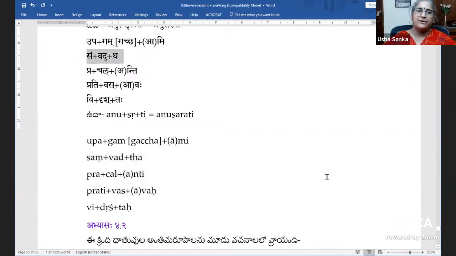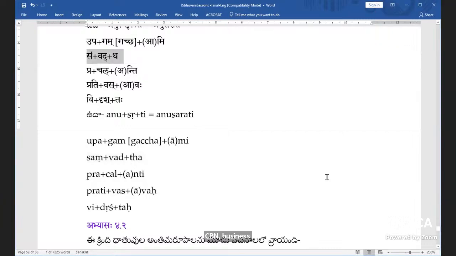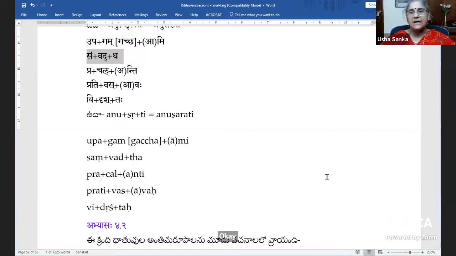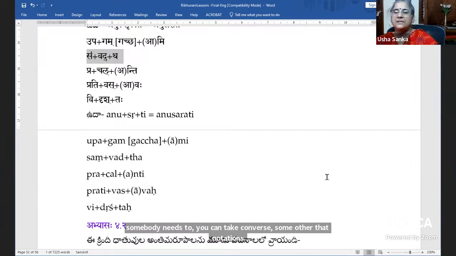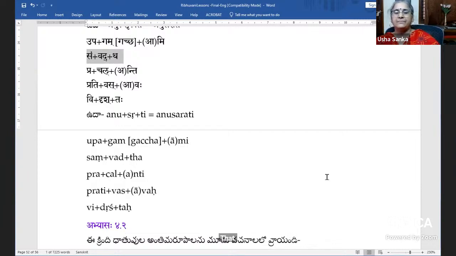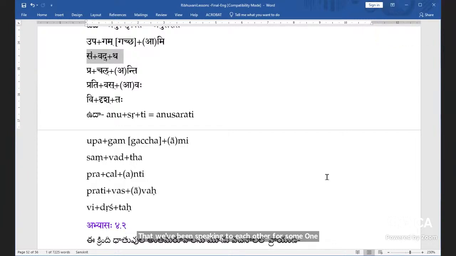See, here it is there for you. Samvadatha. Samvadatha. Okay, correct. And what does it mean? Samvad means conversation, you can take it so. Samvada, conversation. Conversing means speaking to each other. So, Samvadatha, what does it mean?